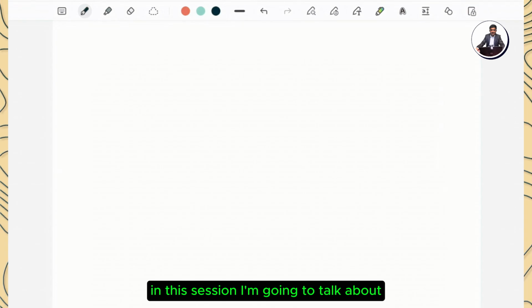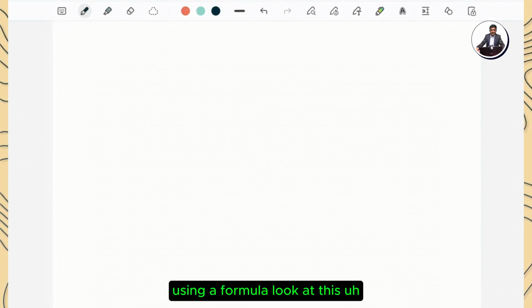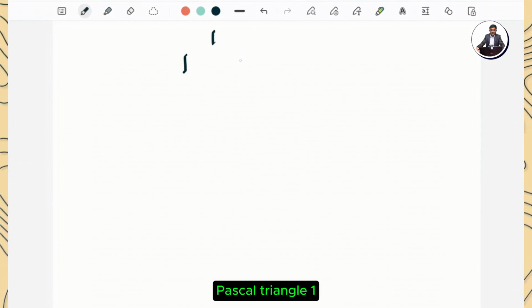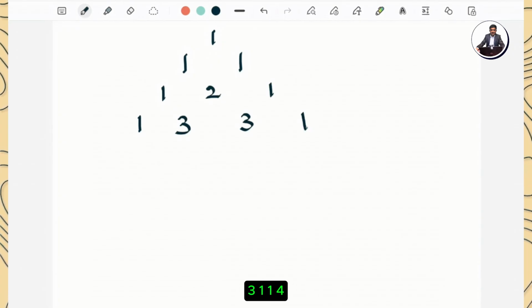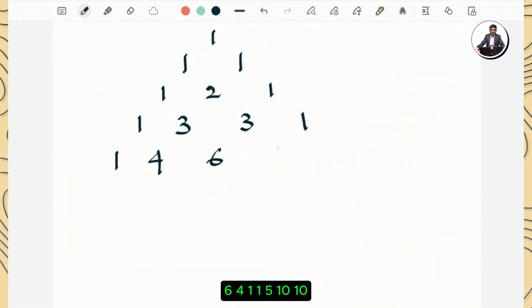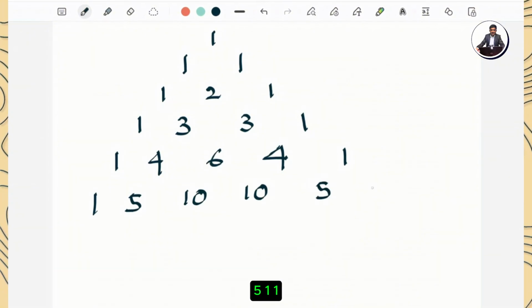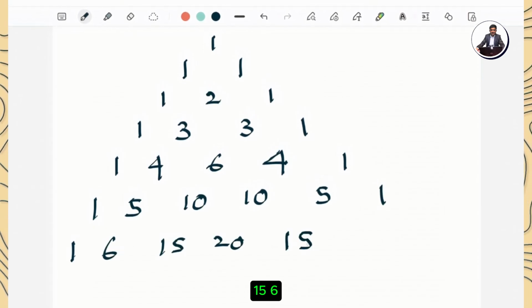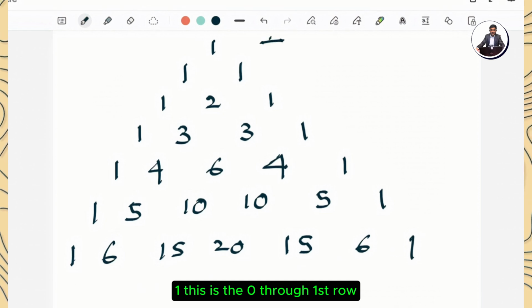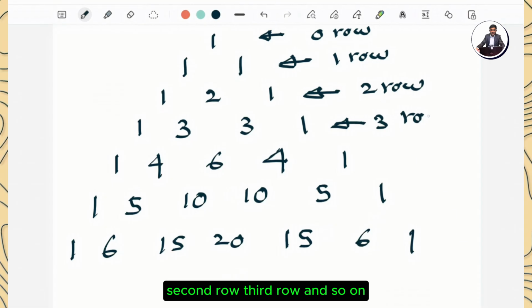In this session, I'm going to talk about how to find the term value in a binomial expression using a formula. Look at this Pascal triangle: 1; 1, 1; 1, 2, 1; 1, 3, 3, 1; 1, 4, 6, 4, 1; 1, 5, 10, 10, 5, 1; 1, 6, 15, 20, 15, 6, 1. This is the 0th row, first row, second row, third row, and so on.